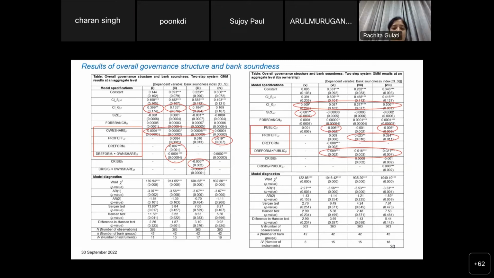Endogenous shocks to the system in the form of NPAs, as reflected from the crisis dummy, have moved the soundness level below the level observed in the years prior to the crisis.